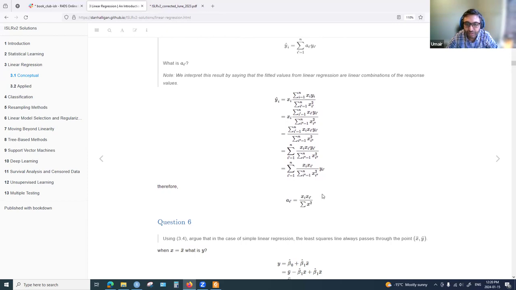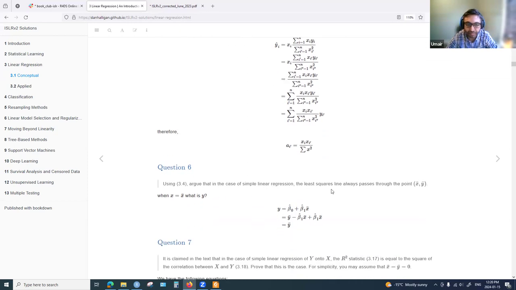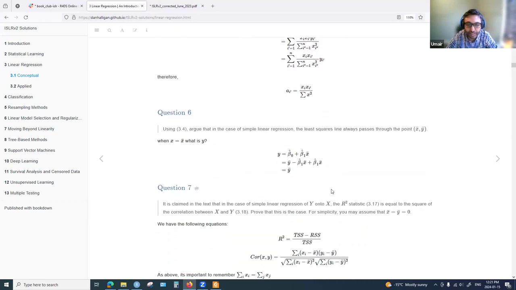Any questions about the derivation? Okay, let's move on to question number six. Using 3.4, argue that in the case of simple linear regression, the least squares line always passes through the point x bar and y bar, which are the means of x and y.